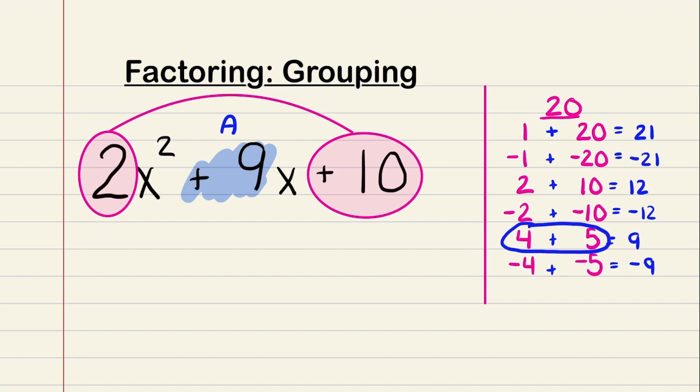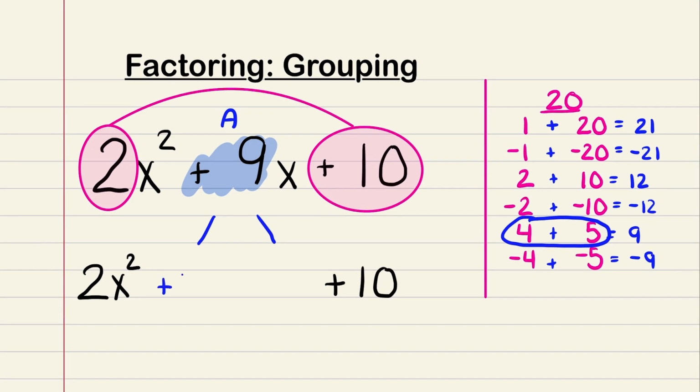So what I'm going to do now is something a little bit different. I'm going to split up that middle term. So I'm going to write that first term exactly how you see it, 2x squared. I'm going to write that last term exactly how you see it, plus 10. But I'm going to change that 9x to be plus 4x and plus 5x. Now that's allowed because 4x plus 5x is just 9x, so I'm just writing things a little bit differently.